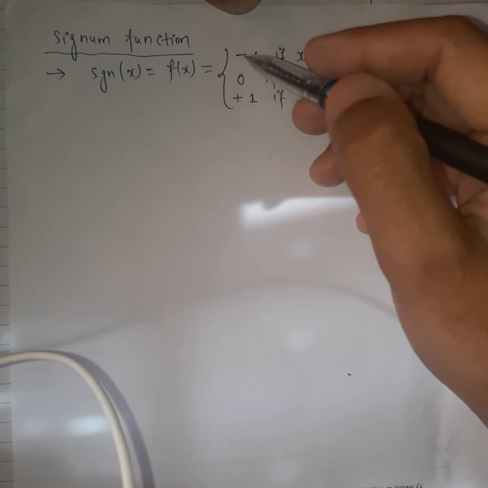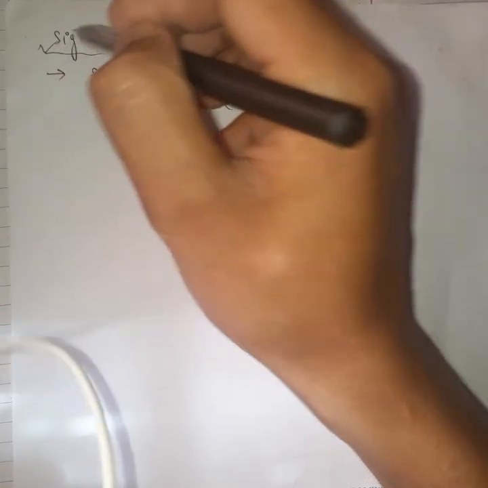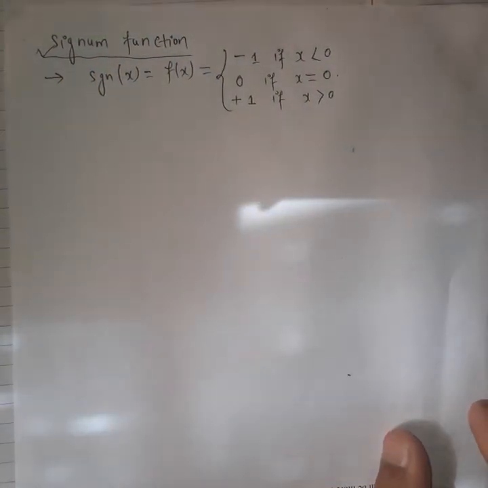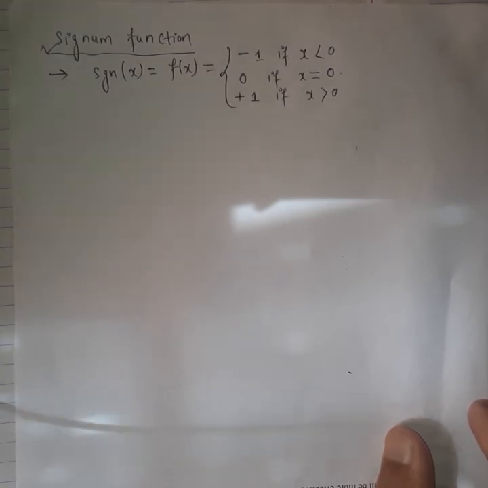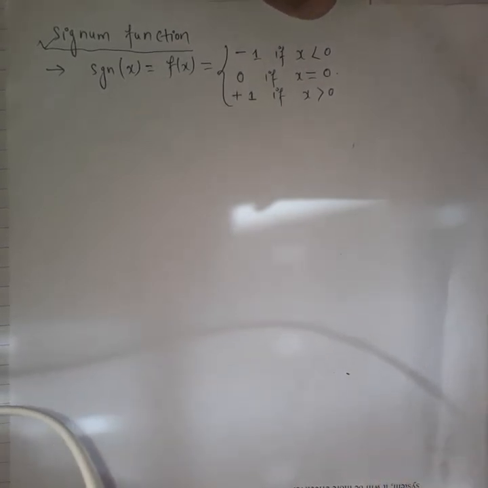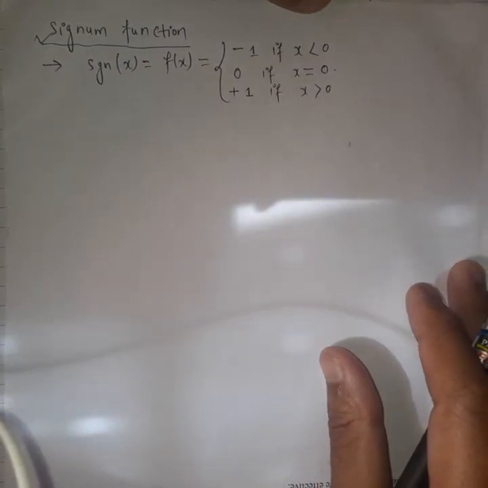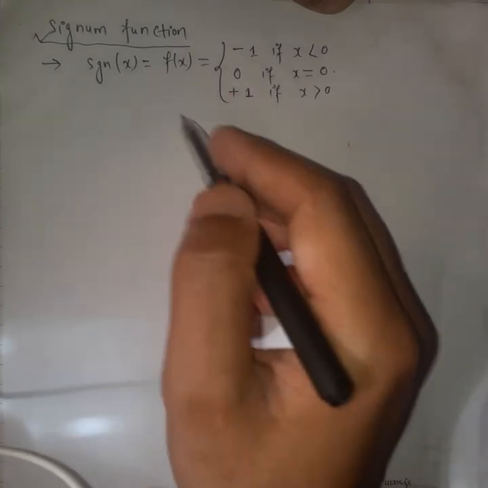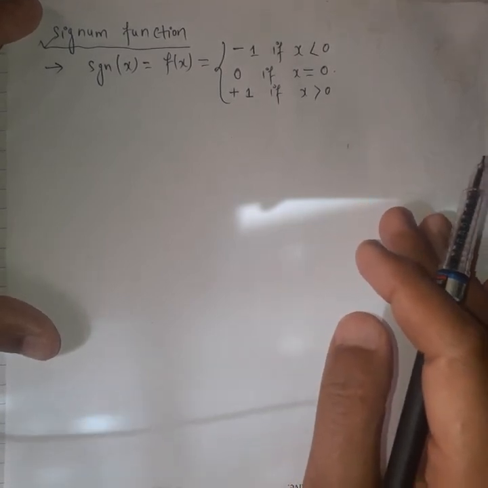So this function is related to the sign, plus or minus. So this is called the signum function. Signum means just sign, either positive or negative. This is the definition of the signum function. Here we take x as an input, and the output is f of x, which is signum of x. SGN means signum of x. It is a piecewise function, defined into three pieces.